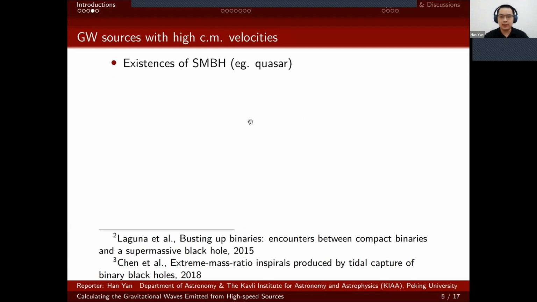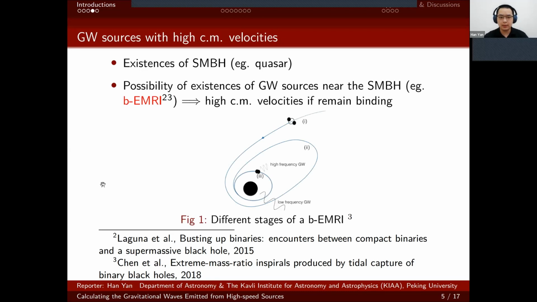As most of us may agree, there are many supermassive black holes in the universe, and according to several researches by Nicolas and Chen, there is possibly a kind of GW source called EMRI, in which a binary is approaching a supermassive black hole. This binary can have pretty high center of mass velocity if remain binding.